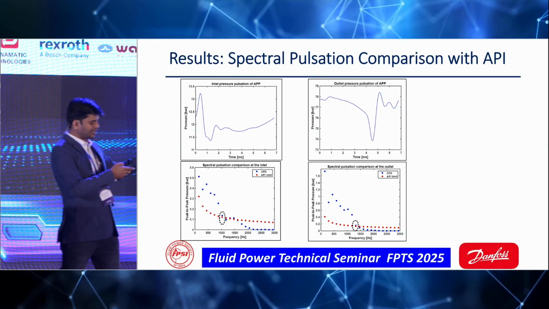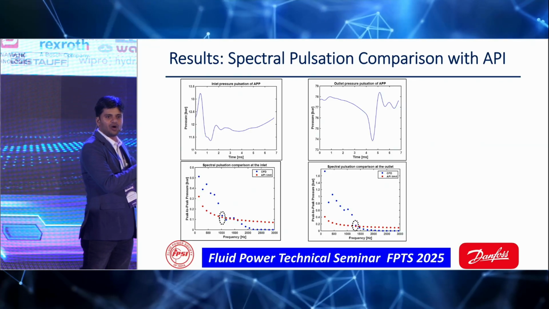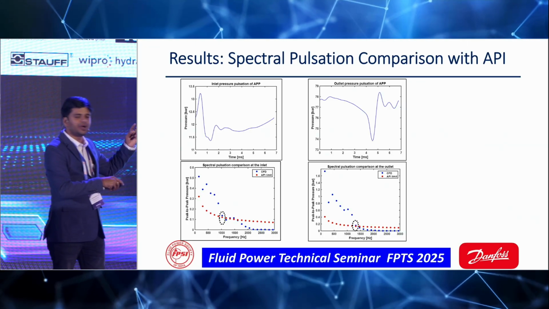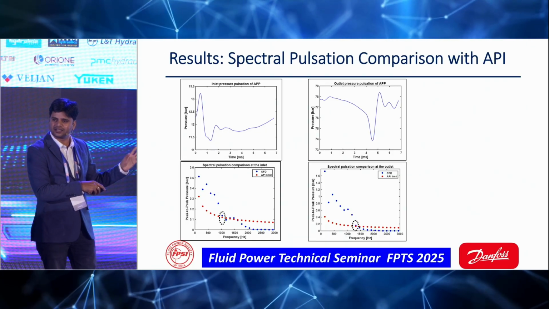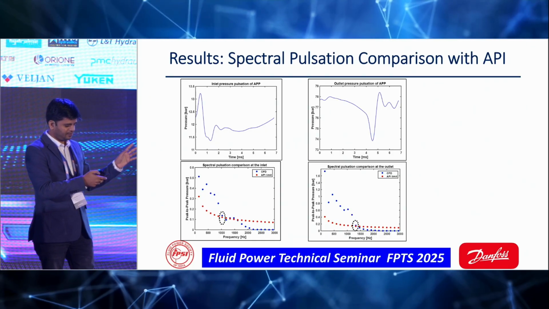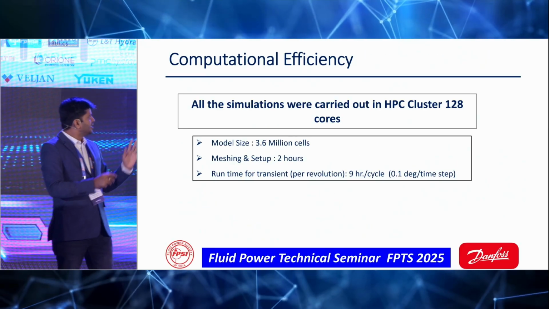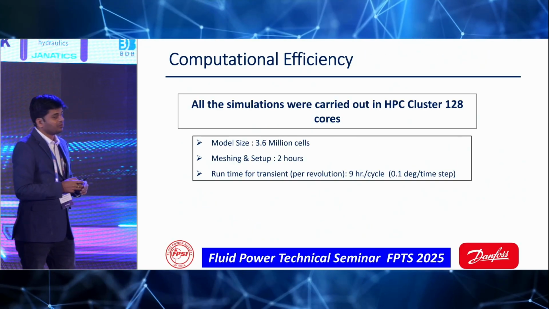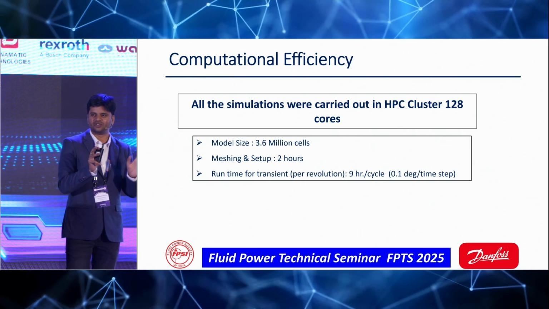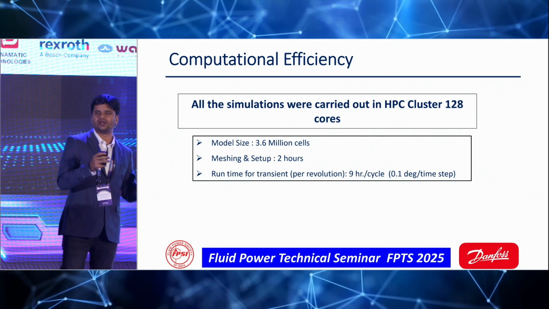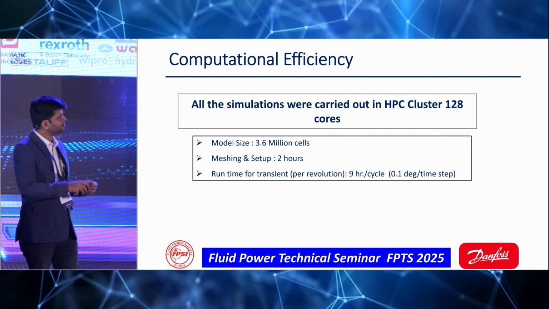The same thing happens at the outlet side. At the outlet, you have one pocket, and you compare the CFD and API limit, and it says that up to 1300 hertz, you need a dampener. With this, I'd like to talk about the computational efficiency. We used around 128 cores and resolved with very good accuracy in time and mesh.